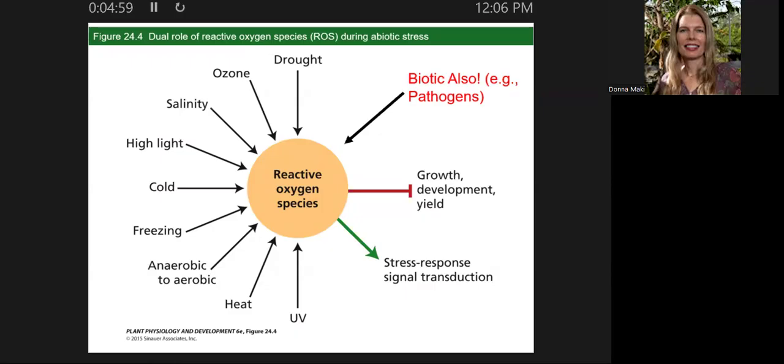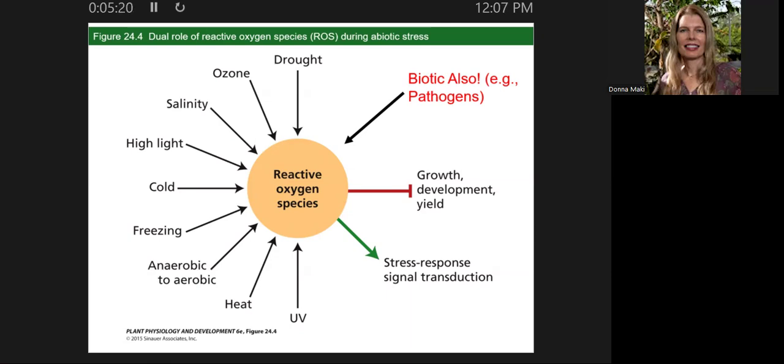So these reactive oxygen species can be used as part of the signal transduction, and it can be very valuable information that the plant is getting through these reactive oxygen species. It sounds kind of weird, but it's a dual role. Yes, too much of anything can be bad for you. So sometimes reactive oxygen species are not good for the plant.